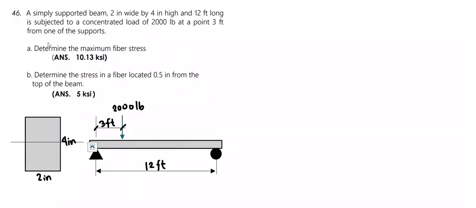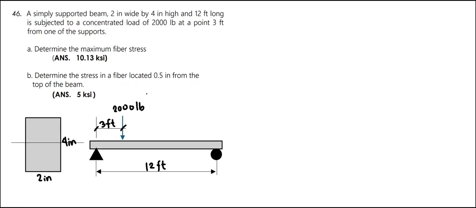In this problem, a simply supported beam 2 inches wide by 4 inches high and 12 feet long is subjected to a concentrated load of 2,000 pounds at a point 3 feet from one of its supports. So let's say it's right here. We're tasked to determine the maximum fiber stress and the stress in the fiber located 0.5 inch from the top of the beam. And to solve this problem, let's first solve for the reactions at the support.